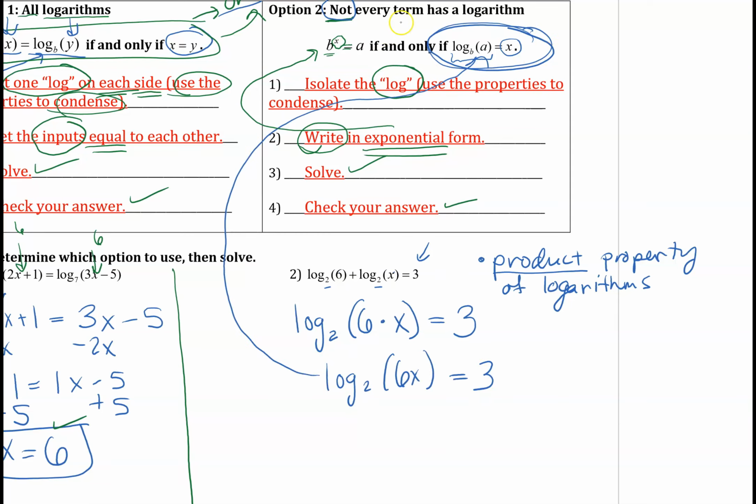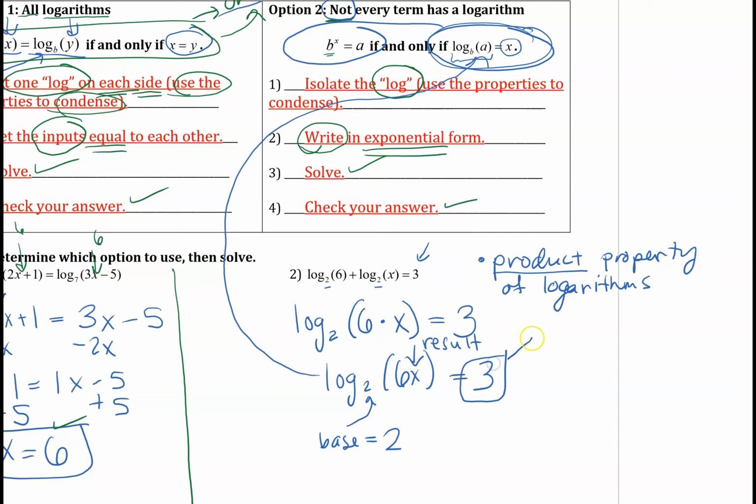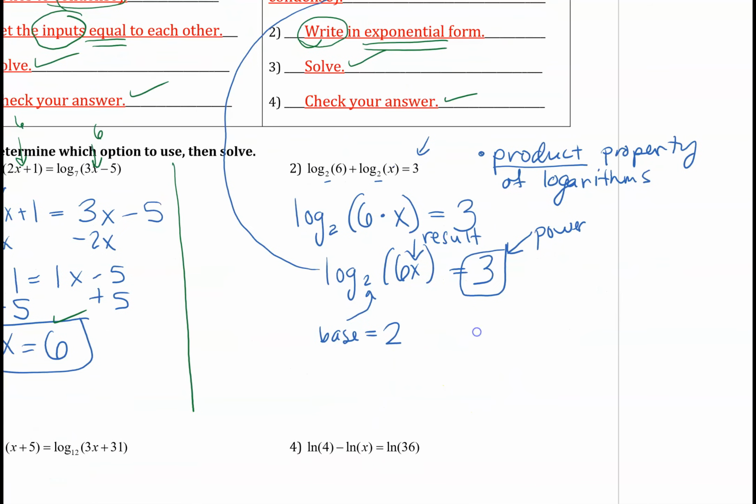So I'm going to rewrite it into exponential form. We're going to remember that the base is whatever the subscript of the log is. The inside of the log would be the result, what you get after you raise the base to the power. Whatever the log equals is the power. Remember, the log equals the power. So I know that if I took the base of 2, raised it to the power of 3, whatever the log equals, I would end up with whatever's inside the log. So 2 to the third just ends up being 8.